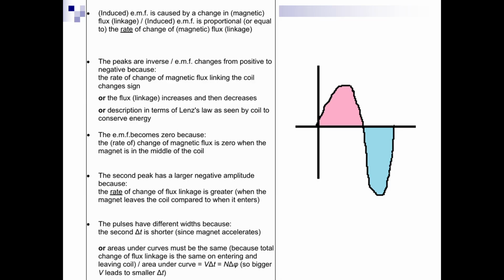The pulses have different widths because the second time difference is shorter, because the magnet is accelerating. The areas under the curves must be the same because the total change of flux linkage is the same on entering and leaving the coil.